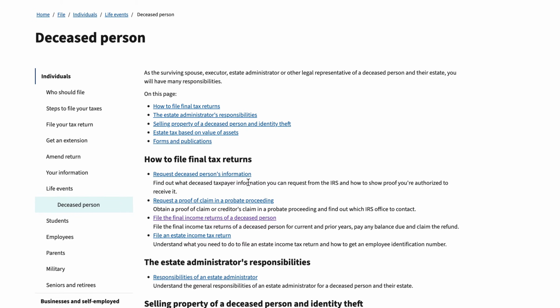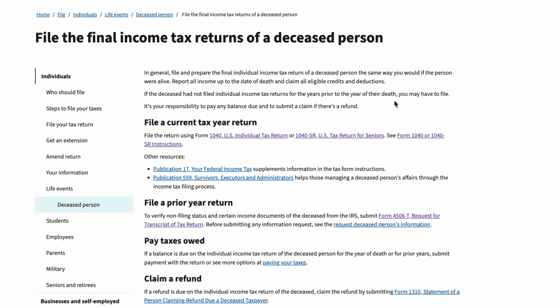So what we're going to do, again, the most frequently asked question is, how do I file a tax return? There's a link right here. So generally speaking, you would file the tax return the same way you would if the deceased person were alive. You report all the income up to the date of death. You claim all credits and deductions. If they did not file the return for the years prior to their death, the surviving spouse or the representative of their estate may have to do that. And then paying taxes due or submitting refund claims would all fall into place.